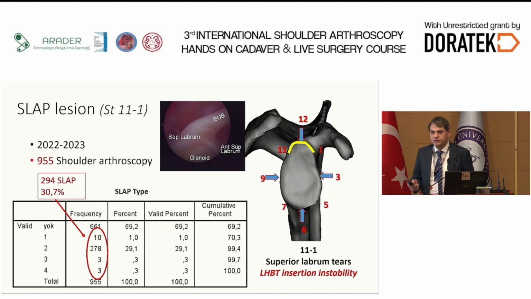This is the most commonly seen labral lesion. This is a SLAP lesion from 12 o'clock to 1 o'clock. This is the most seen variation. This is our small series between 2022 and 2023, 955 cases with arthroscopy. We see about 30% of them have a SLAP lesion, and most of them are the SLAP 2 type. This is the insertion avulsion of the biceps tendon.